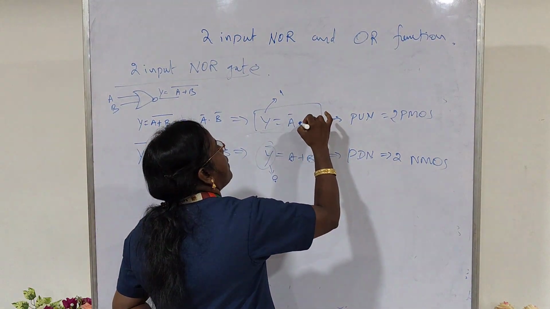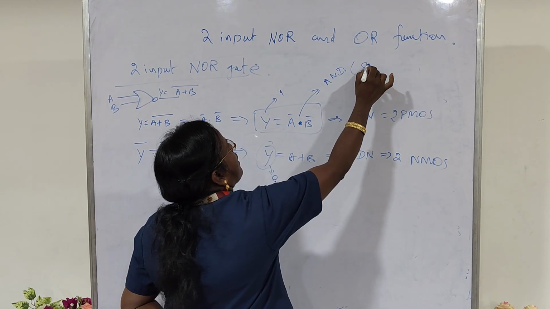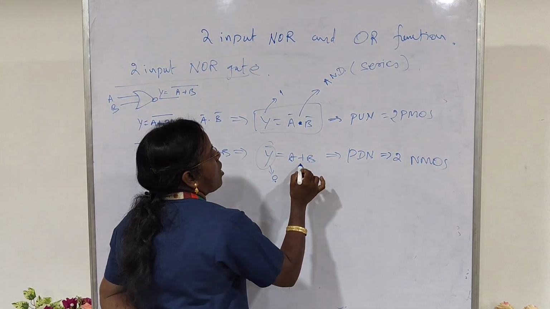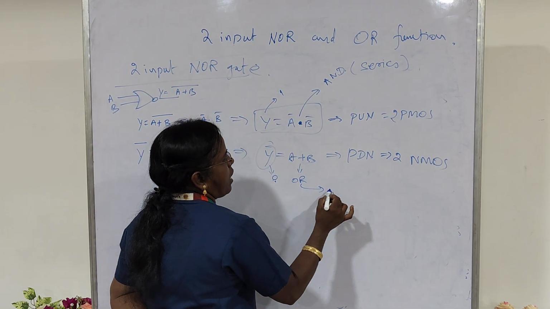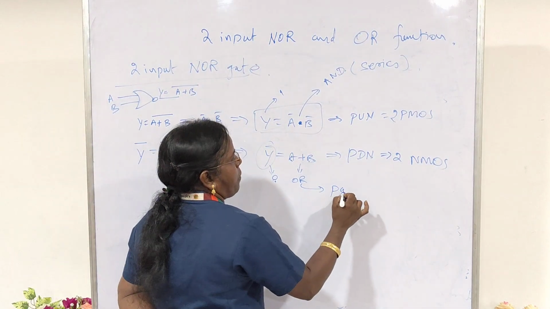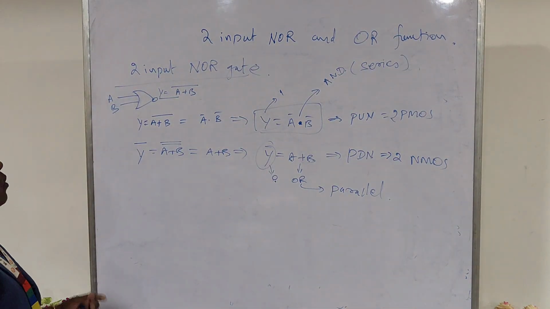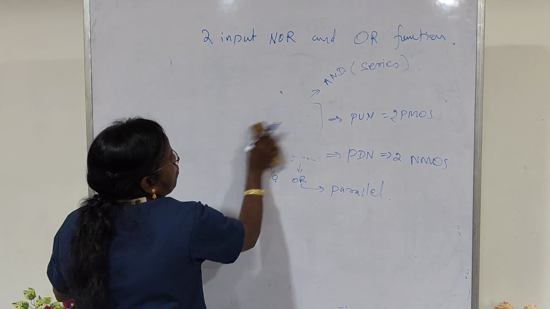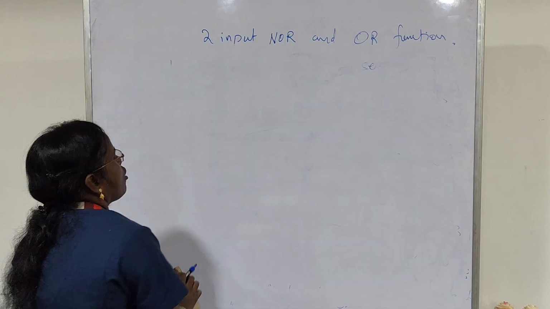Here the dot operator is involved, so we have to use the AND logic. That is, we have to connect 2 PMOS transistors in series. In the pull down network, the OR logic is involved, so we have to connect 2 NMOS transistors in parallel. This is how we are going to implement the NOR function. So in the pull down network, we connect 2 NMOS transistors in parallel configuration to implement the NOR logic.